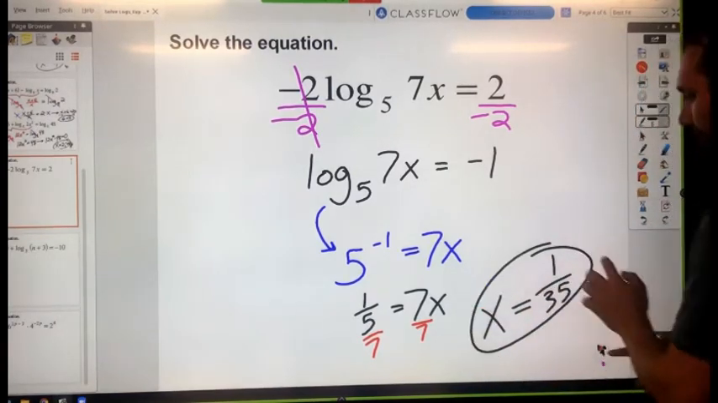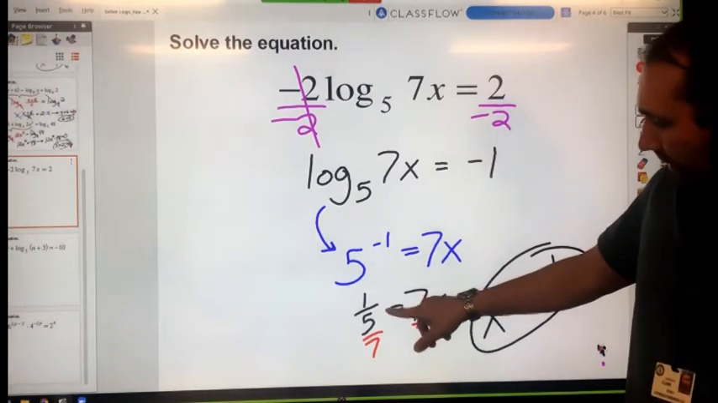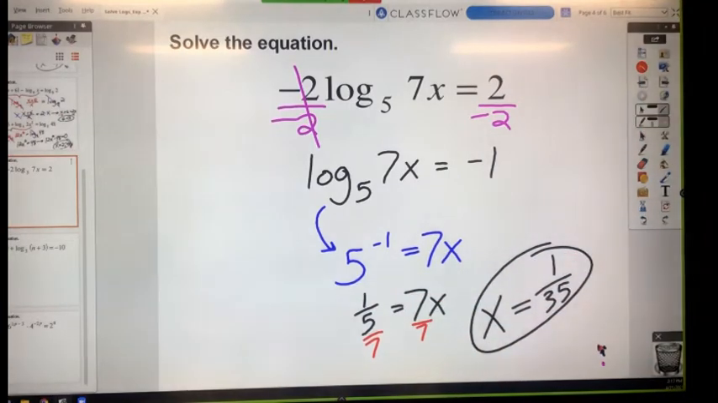1/35. Yeah, because you're essentially multiplying by 1/7. So you do some multiplication. 5 times 7 is 1/35. If you don't believe me, use a calculator.